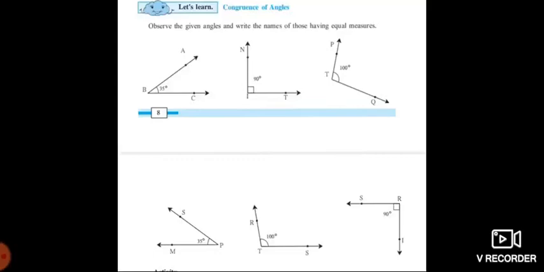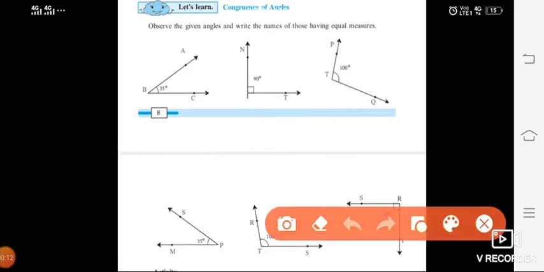Good morning, dear students. So, today we are going to begin with the next point of the lesson, that is congruence of angles. So, students, you all are familiar with the concept of angles, yes?